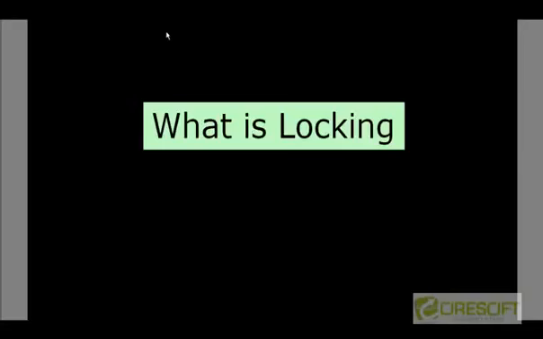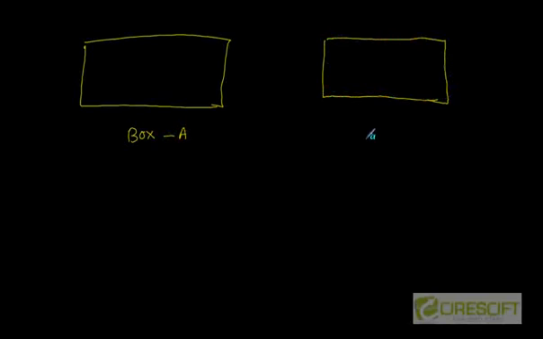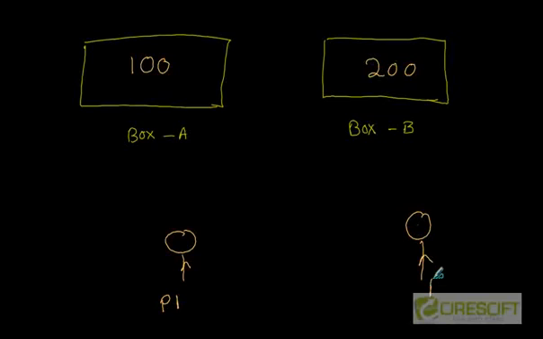In this tutorial, we're going to discuss a very basic concept about locking. Let's take an example that we have two boxes. Let's say this is called box A, and then we have another box called box B. In this box, let's say I have a paper where I have written 100, and in this box there is a paper where I have written 200. All right, let's say I have two people. So this is person P1, and here is another person P2.